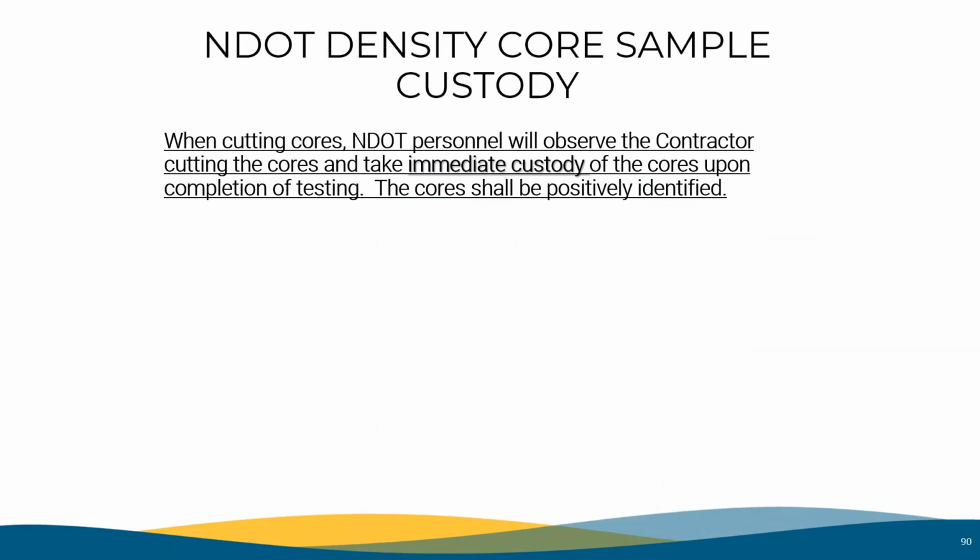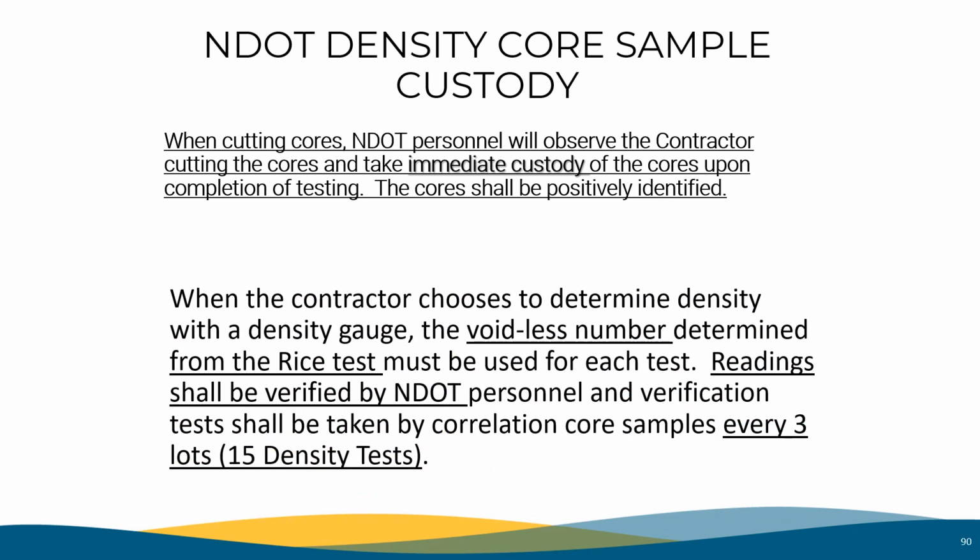When cutting cores, NDOT personnel will observe the contractor cutting the core. NDOT personnel will then take immediate custody of the cores upon completion of testing. The cores shall be positively identified. When the contractor chooses to determine the density with a density gauge, the voidless number, determined from the RICE test, must be used for each test. Readings shall be verified by NDOT personnel, and verification tests shall be taken by correlation core samples every 3 lots, 15 density tests.